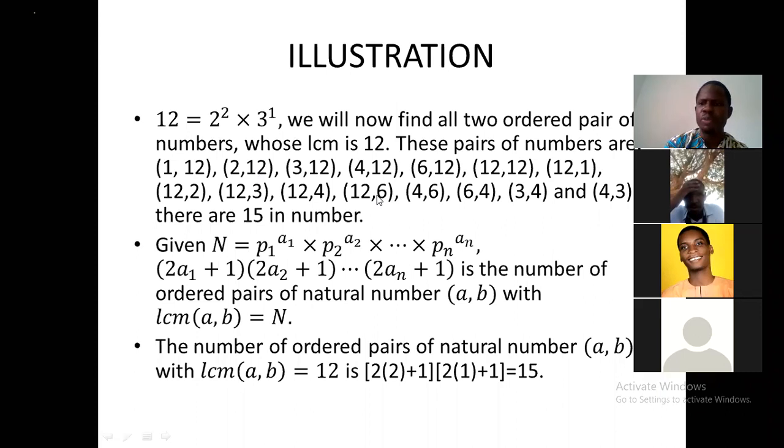Now we move on to the pairs in which 12 is not present.